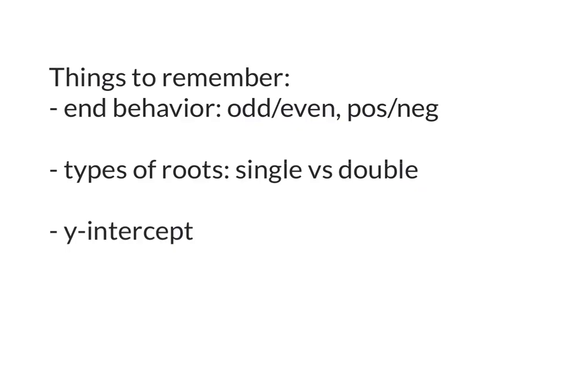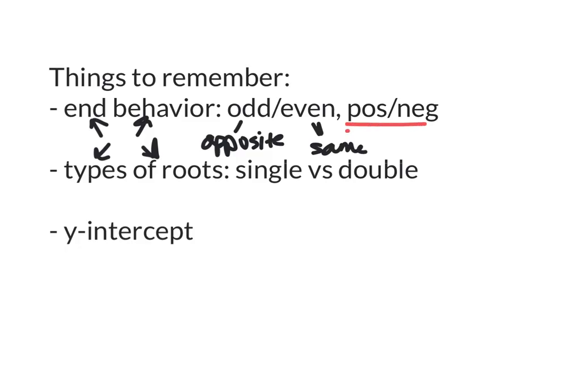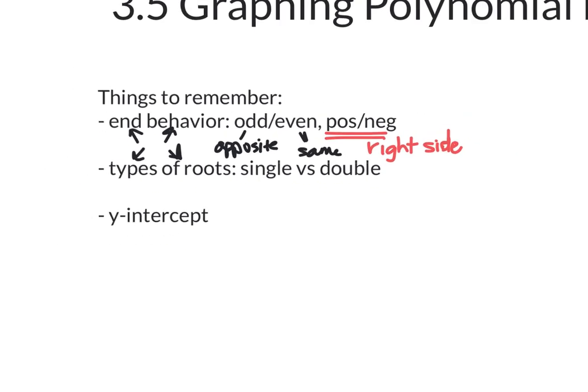So remember, odd means we have ends that are going opposite ways. And these all have to do with the arrows on the ends, right? So odd is opposite ways. Even means our ends are going the same direction. And then positive and negative refers to what is happening on the right side of the graph. And remember, both of these pieces of information can be found from the leading term.